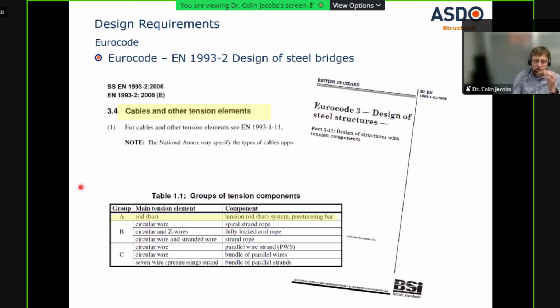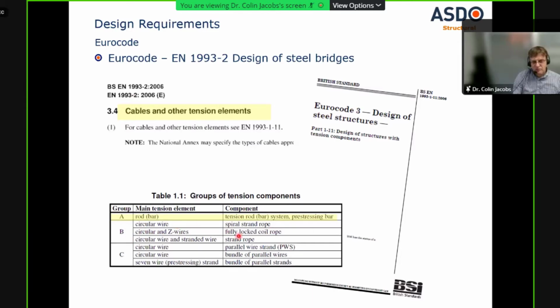For the Eurocode, if we're looking at cables and tension members on steel bridges, EC3 Part 2, it's a part for steel bridges, and this refers you to EN 1993-1-11, which is design of steel structures, and again, design of structures with tension components. So this is where the main aspects of tension components will come from. And generally, solid bars come under Group A, solid rod.